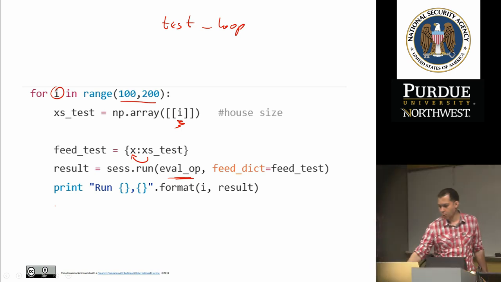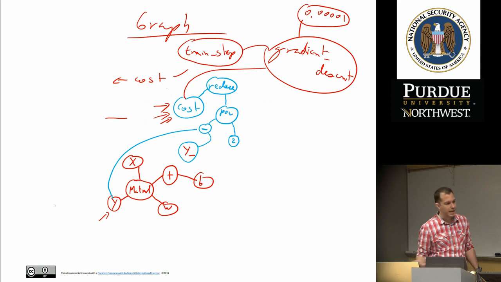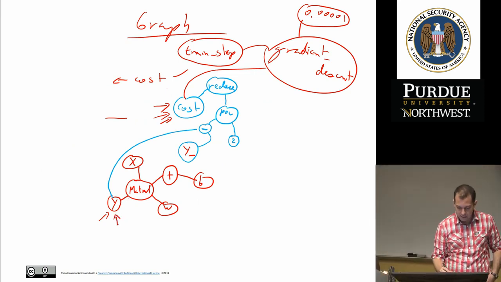All right, so that is equivalent to going to the graph and now knowing that this y here is the equation. These values are already populated, right? And then we just replace this x. We replace that x with the new XS test. So XS test gets assigned to x.